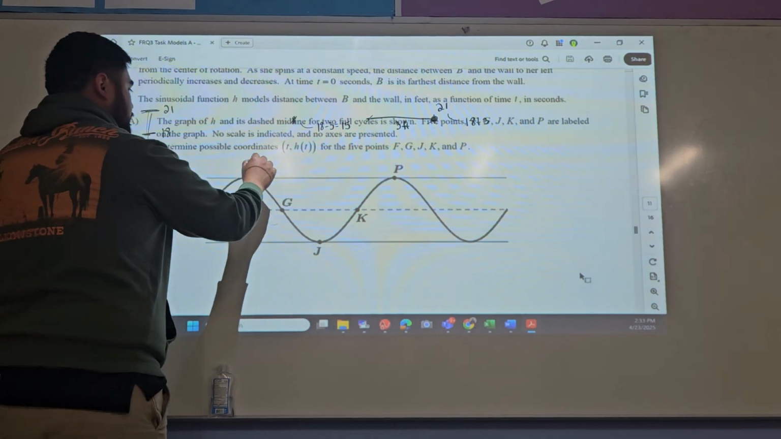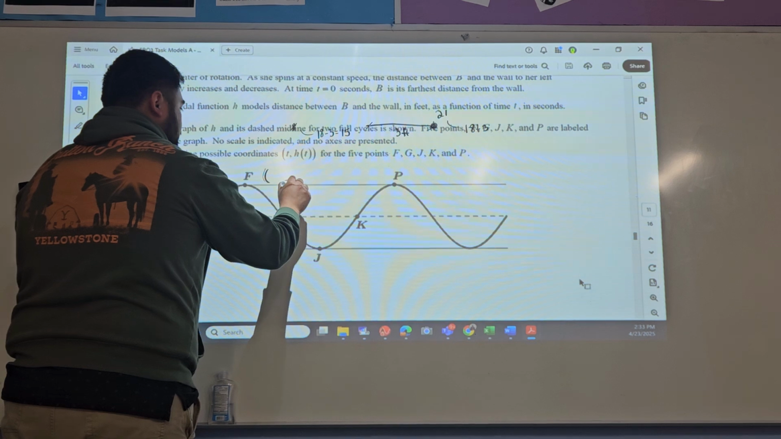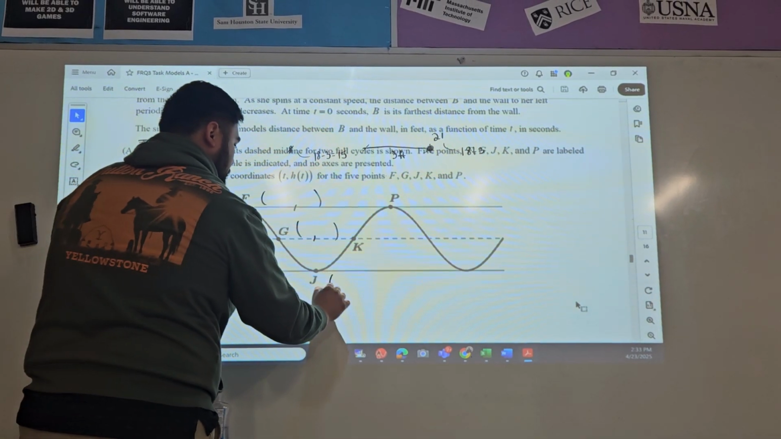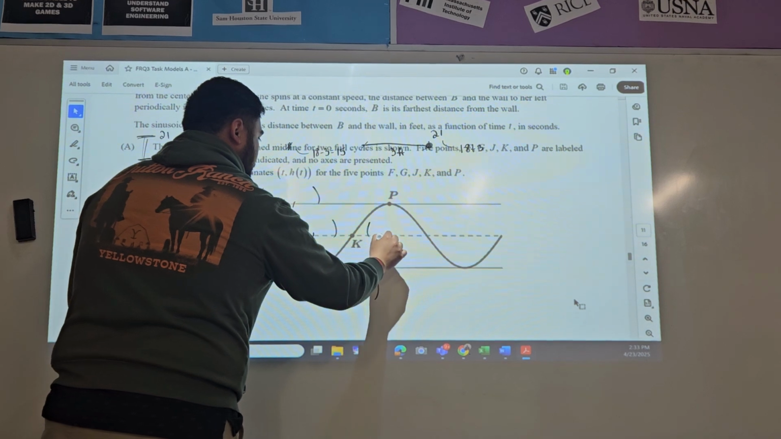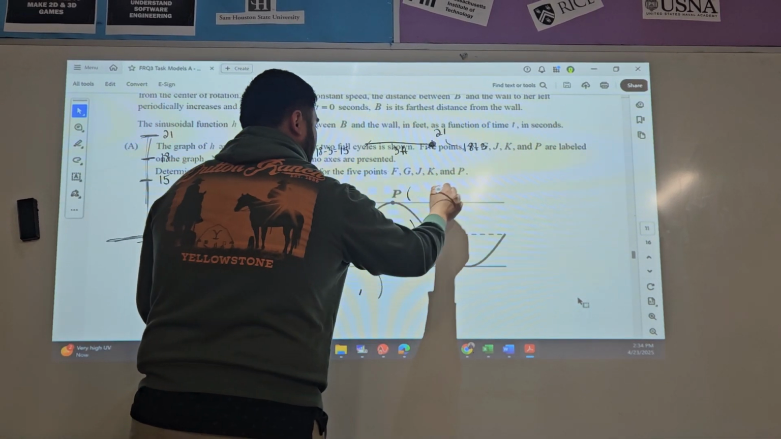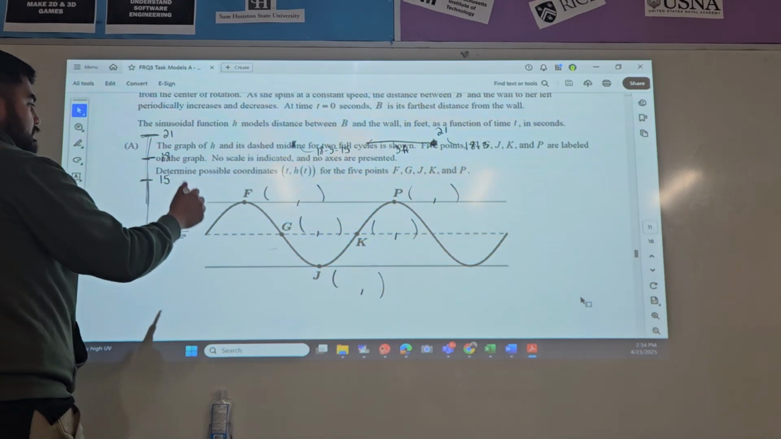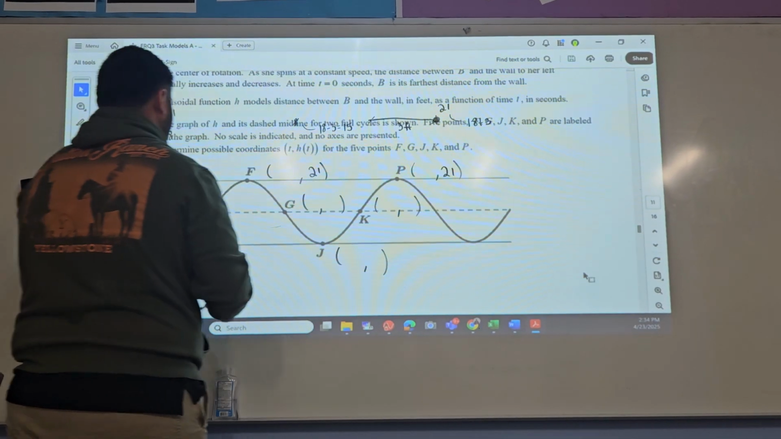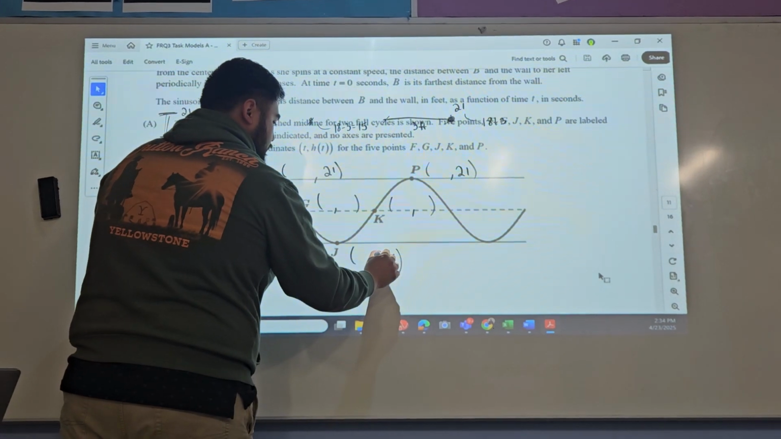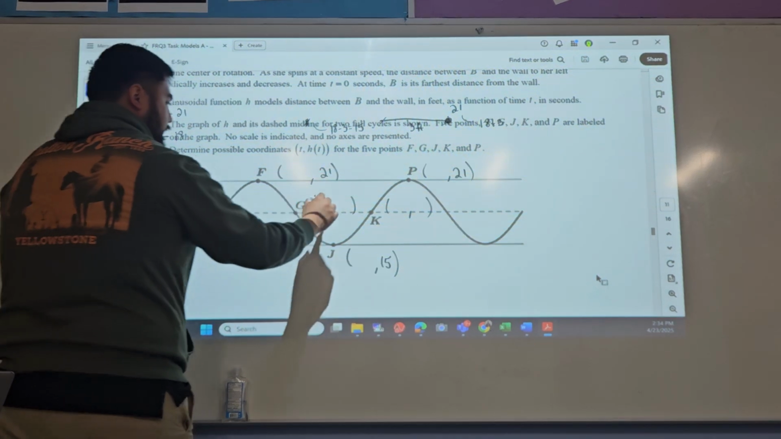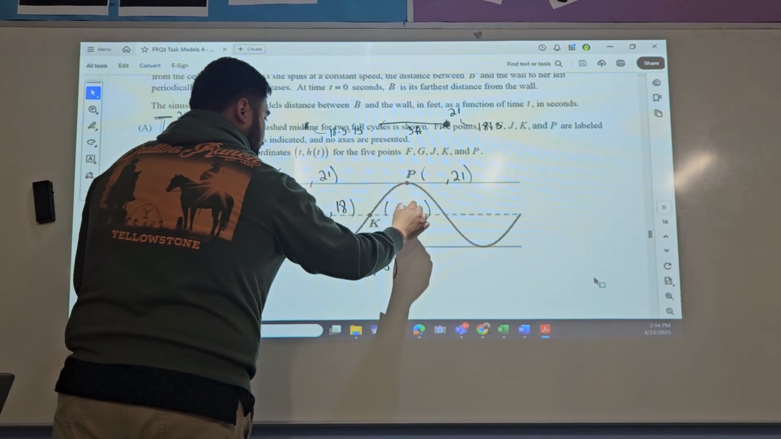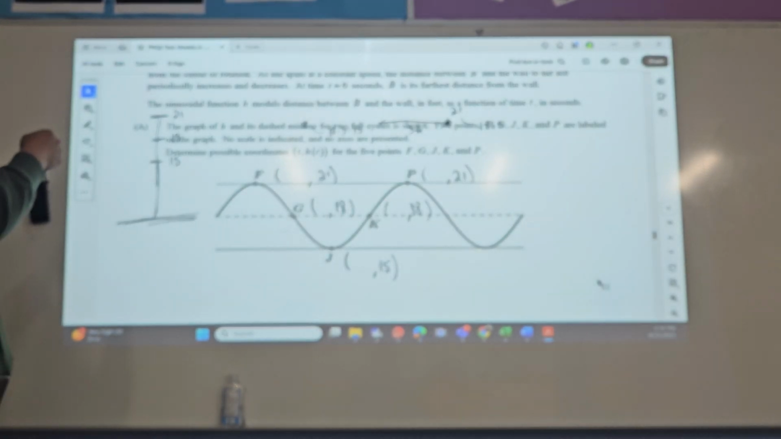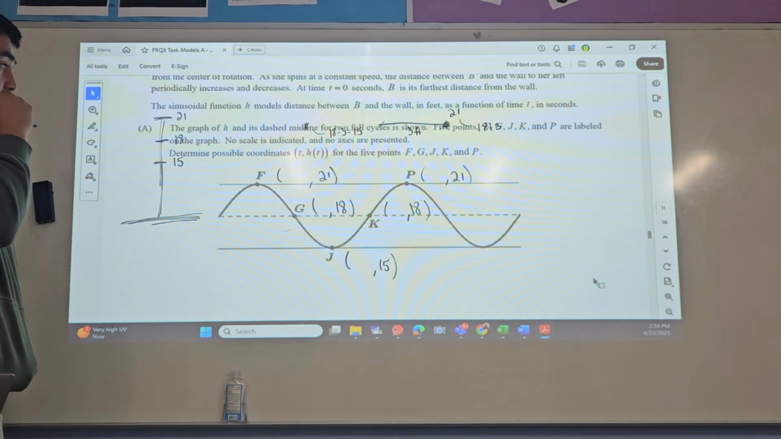So now if I consider this and start putting my points, the maximum is 21. So this is 21. Minimum is 15. This is 15. And then 18 is what we consider our midline, and that's what it's telling us. It's our center point. So we already get a point for this. Just try to figure out the y's.